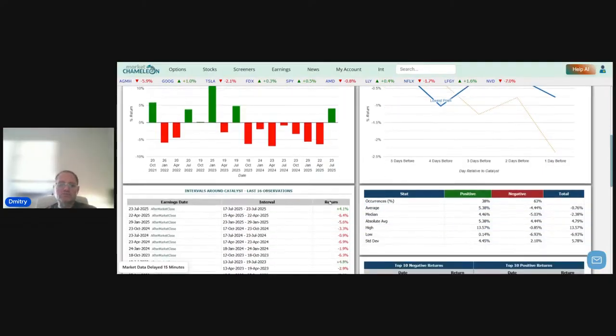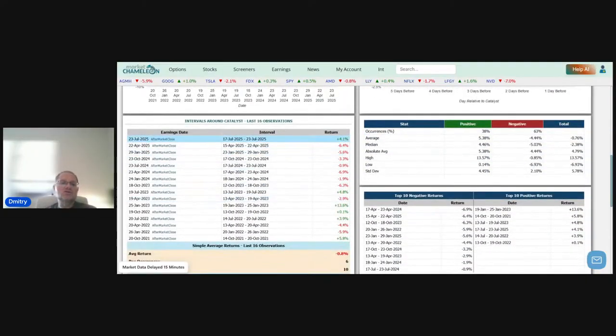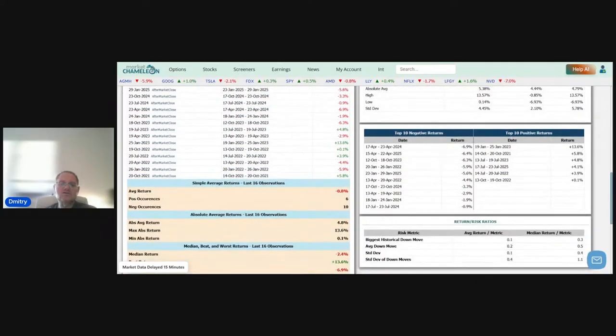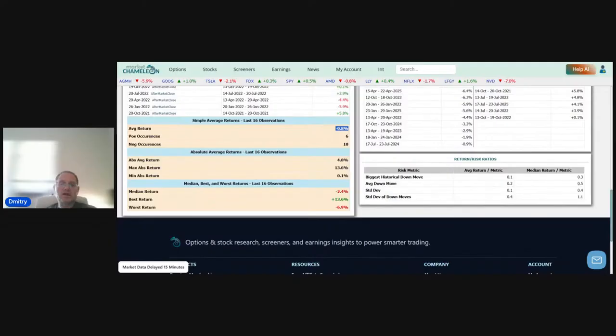If we wanted to come down here, this shows us, this is the earnings date. This is showing us the dates that it measures, end of day July 17th to end of day July 23rd. The stock was up 4.1%. Here's the previous earnings, April 22nd. So using end of day April 15th and end of day April 22nd, the stock was down 6.4%. So this shows us the data used in the analysis, the average return, and how we got those figures. Okay.